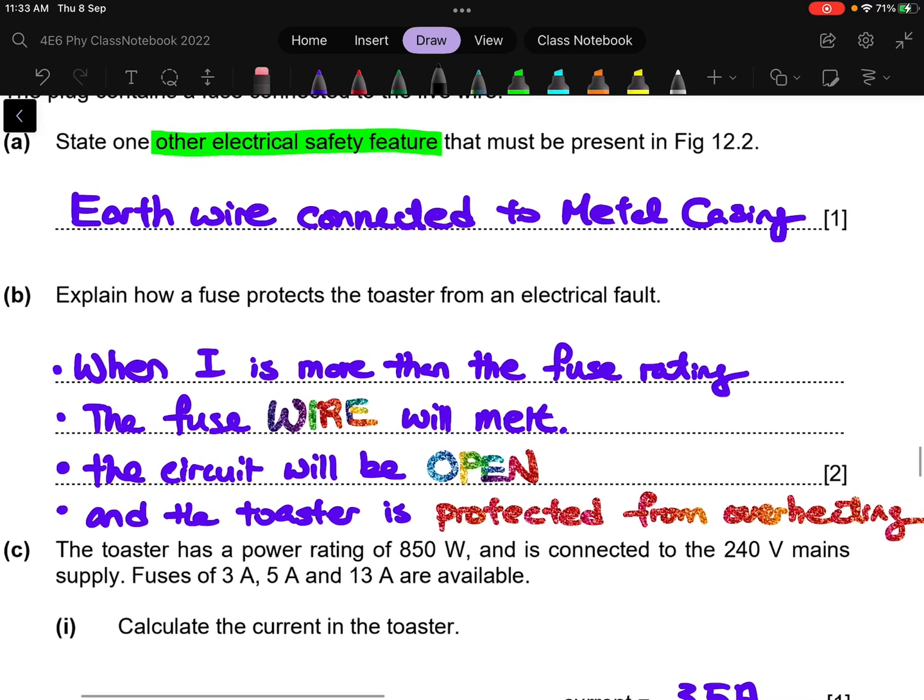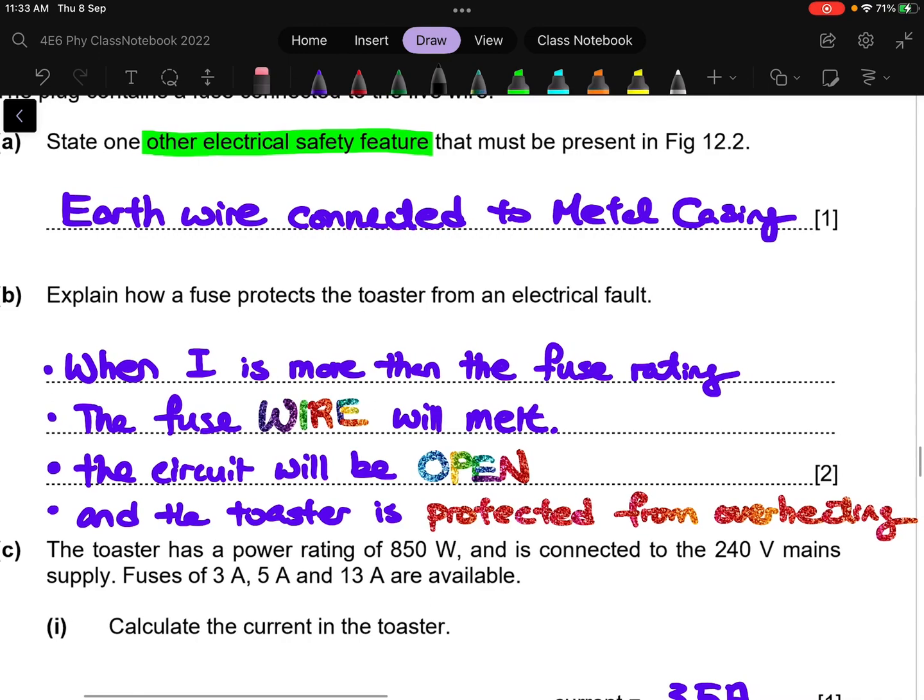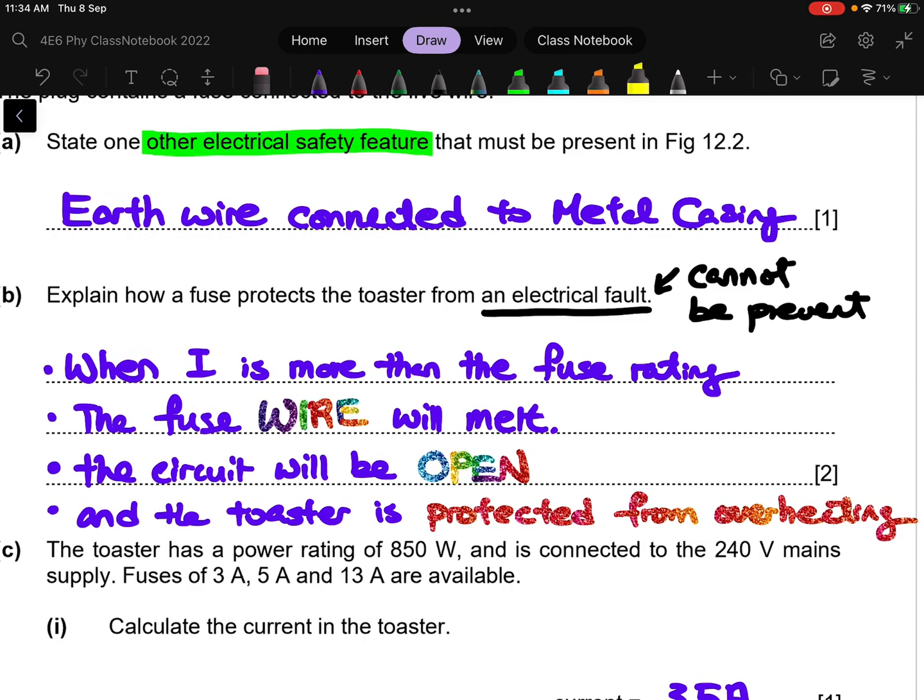Explain how a fuse protects from an electrical fault. I just want to highlight to you that electrical fault cannot be prevented. This thing is an accident, so it cannot be prevented. We can only react to it. So a fuse basically reacts to the electrical fault and therefore prevents a fire from happening, right? Electrical fault can be short circuit due to wear and tear, things like that.